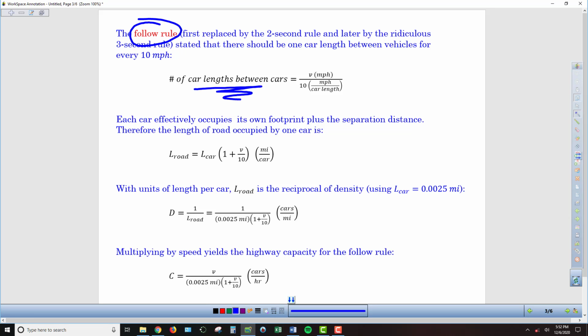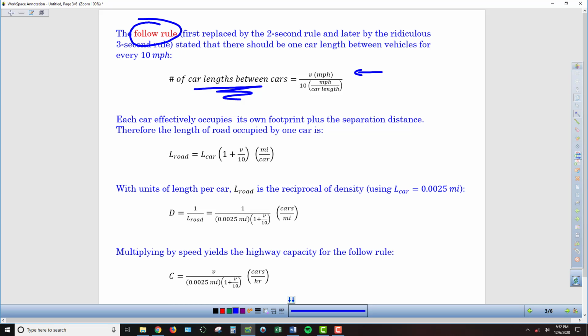The number of car lengths between cars is going to be equal to the velocity, so the speed at which the cars are traveling in miles per hour, divided by 10, and the units there are miles per hour per car length. And so we can see that that would work out if we divided those. Miles per hour will cancel each other out, and so then we've got car lengths in the bottom, so those will move up to the top. So ultimately we'll end up with those units.